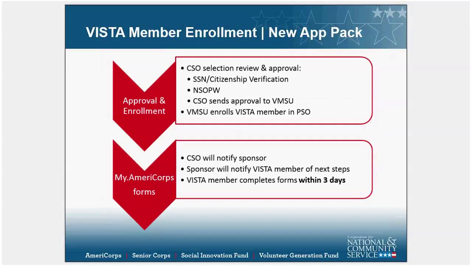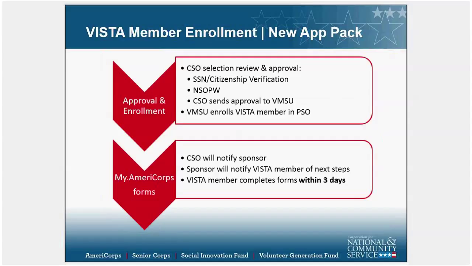And the VISTA member support unit will enroll that VISTA member in PSO and will unlock their MyAmeriCorps enrollment forms. So once that happens, we'll notify you guys as the sponsor that they're enrolled in PSO and their forms are ready to be completed. And then we ask that you guys notify the VISTA member to complete those forms and to do it within 3 days.